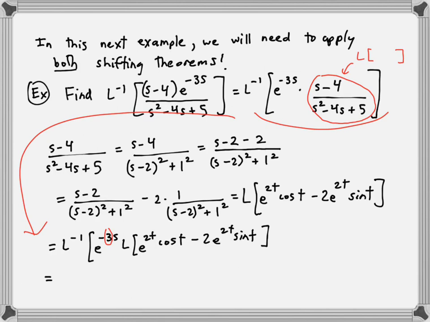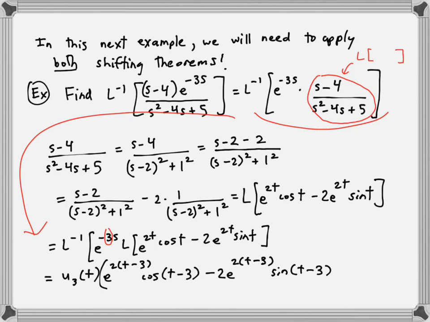And then this is going to equal, oh yeah, and I need the unit function, right? So it's going to be u3 of t, and then I have e to the 2 t minus 3 cosine of t minus 3 minus 2 e to the 2 t minus 3 sine t minus 3. So this would be our Laplace inverse. This is the answer.